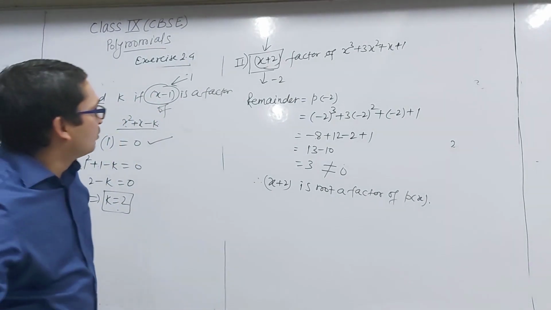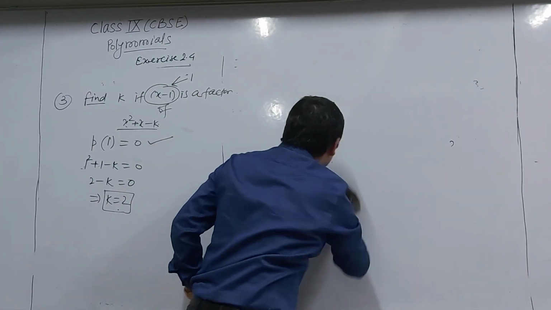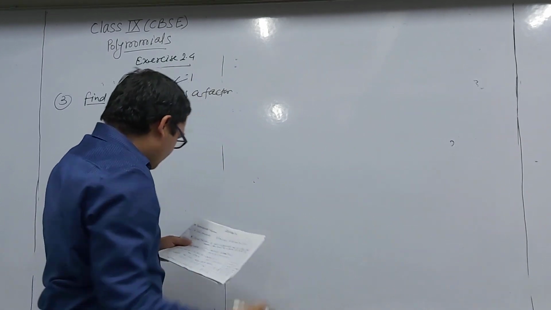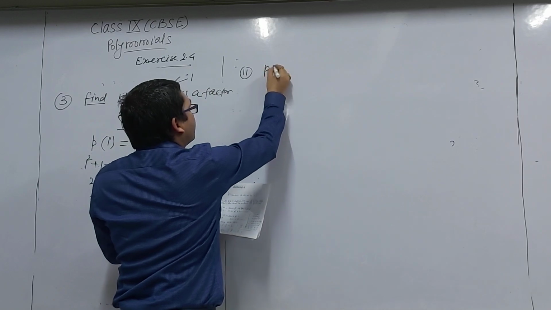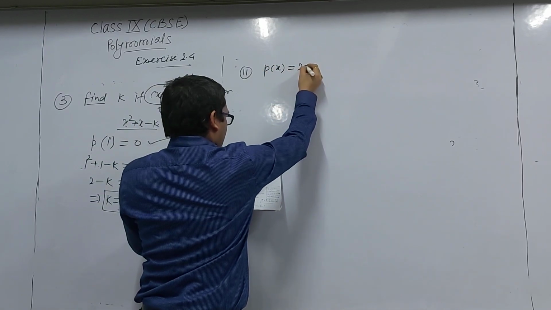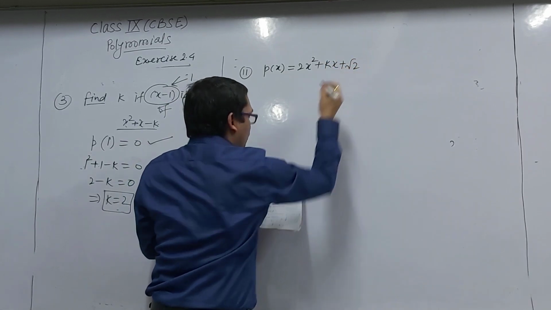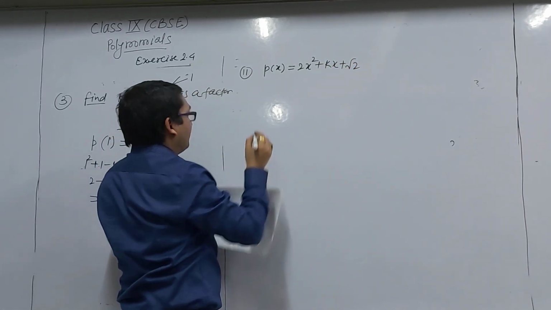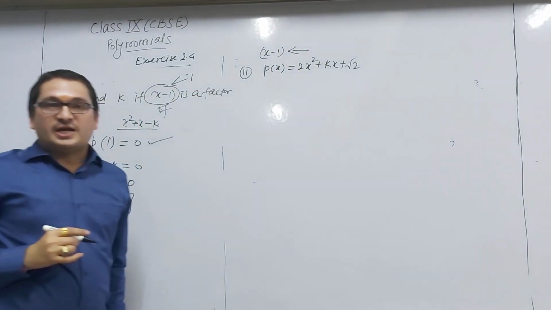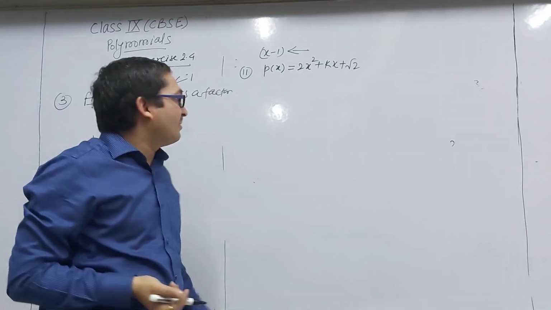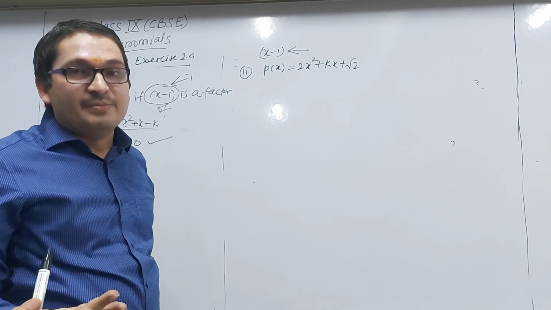Now one more question. Find the value of k. It's given px is equal to 2x square plus kx plus root 2. Find the value of k if x minus 1 is a factor. In this question also it's already given that x minus 1 is the factor of the given polynomial. So factor means what? Remainder will be 0. Simple thing.